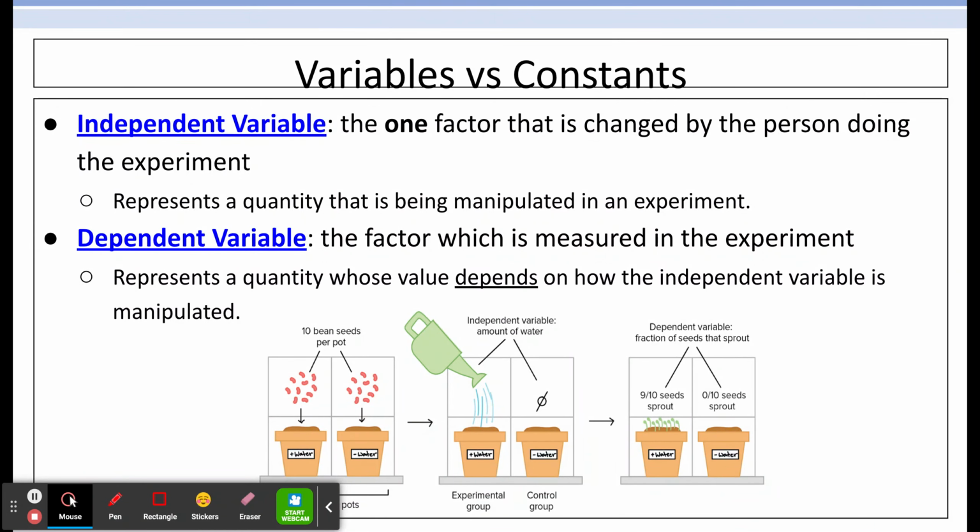So again, an independent variable is the one factor. You want to make sure that it's very controlled. Only one thing is changing. For example, it's the amount of water. Not the number of beans, not the pot, not where they are, not sunlight, nothing else. The only thing that's changing is the amount of water. And the dependent variable depends on the independent. So here, what they're testing is how many beans will sprout depending on their water.